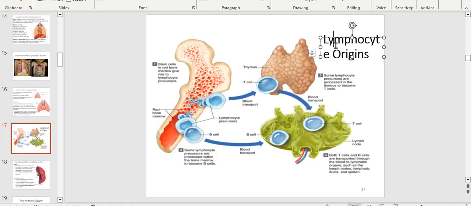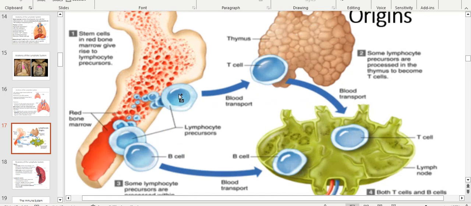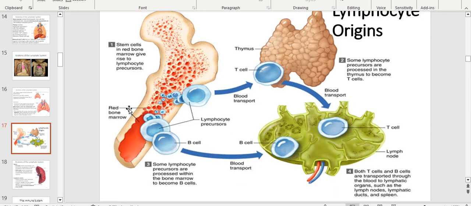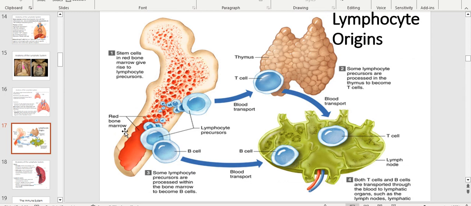Lymphocyte origins here. All right, and you see that this is just the whole process of T-cell maturation. You could just zoom in. I'm not going to do anything crazy here, but there's number one. Stem cells in the red bone marrow give rise to lymphocyte precursors. Here's your red bone marrow. Sorry, I'll just zoom out a little bit. There's your red bone marrow, and there are your lymphocyte precursors.